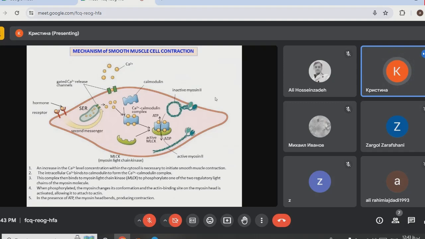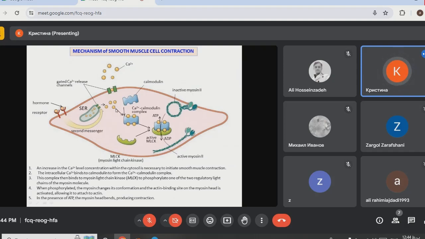So the mechanism of smooth muscle cell contraction. As for striated muscle tissue, we need calcium ions and ATP molecules for contraction. So calcium is stored in caveoli and in smooth endoplasmic reticulum. When some hormone or neurotransmitter binds to a receptor, it causes the calcium ions to go out from smooth endoplasmic reticulum and from caveoli into the cytoplasma of the cell.